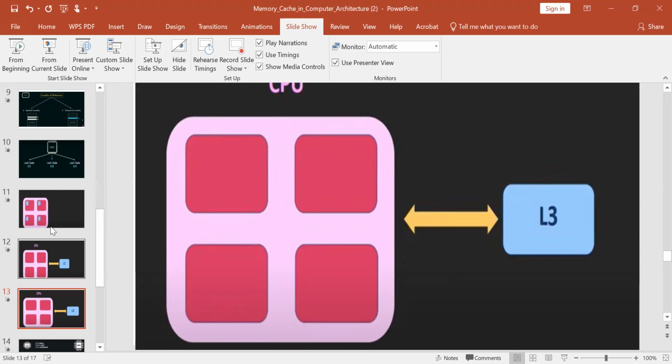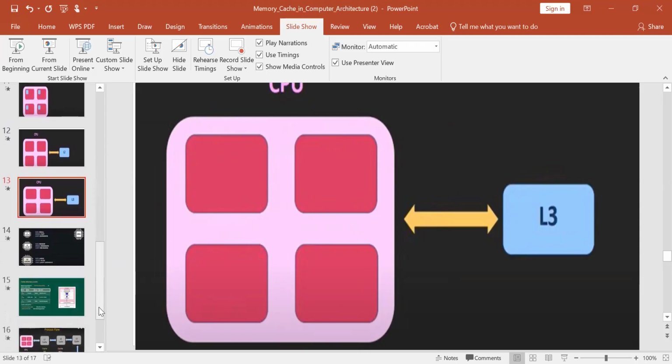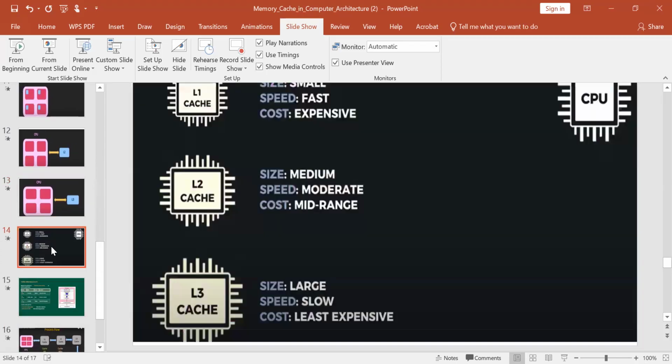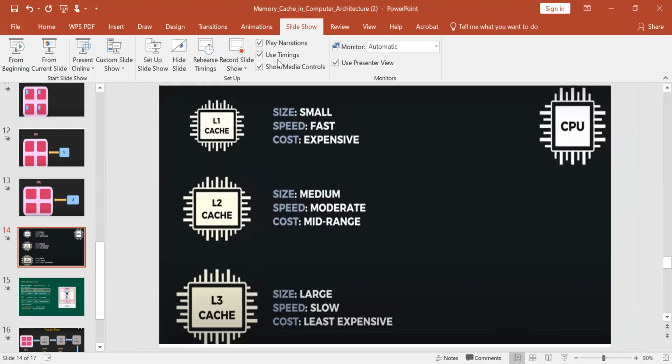It is lower compared to level one and then level two, but this rate is even much faster than the RAM. So we'll go ahead. This should be a brief summary of what we did.